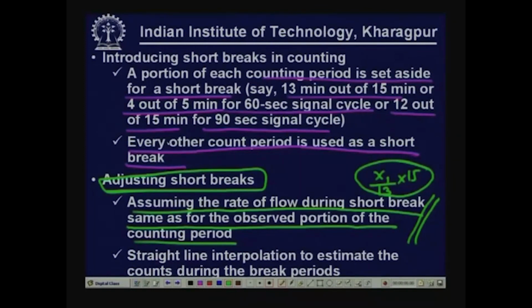If we are following the second method, where every other count period is used, then a straight line interpolation may be done to estimate the counts during the break points. Like if I plot it time-wise, here I have observed, second I have not observed, third I have observed, fifth I have observed. So, I may interpolate whatever is the in-between traffic. Here it is this volume, here it is this volume. So, simply a straight line interpolation may be done to estimate the counts during the break periods.